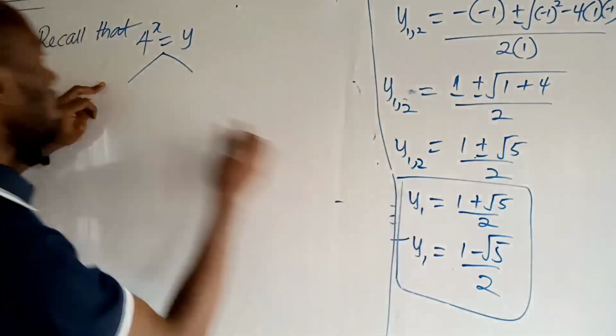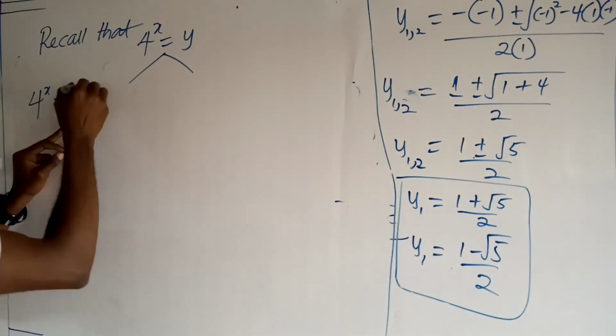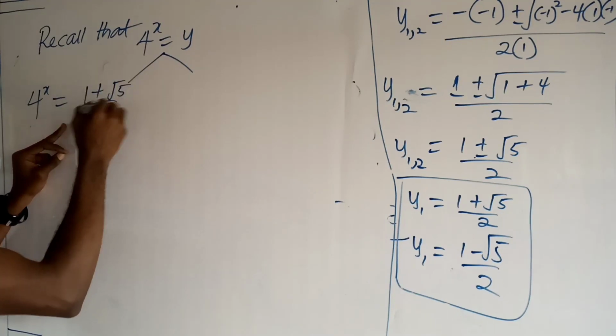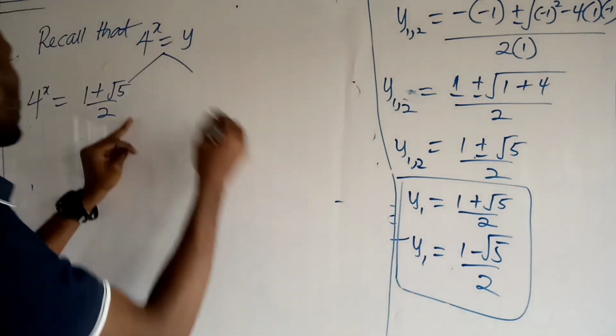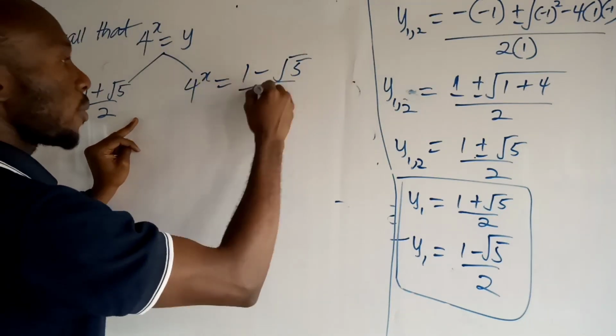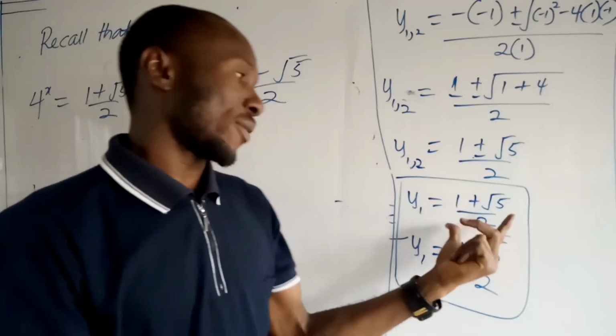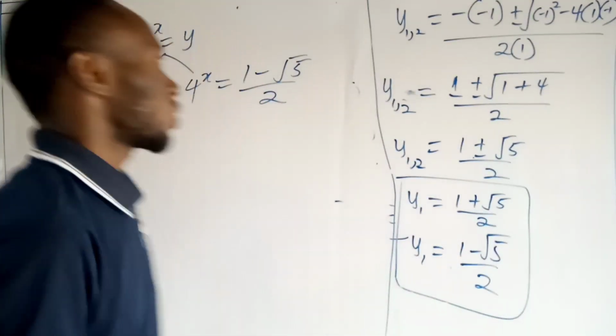So the first one will be 4 to the power x is equal to the first value of y, which is 1 plus root 5 upon 2. And the other one is 4 to the power x is equal to 1 minus root 5 upon 2. Now take note, this is what we call the golden ratio. These are the values of the golden ratio. So let us solve this problem.